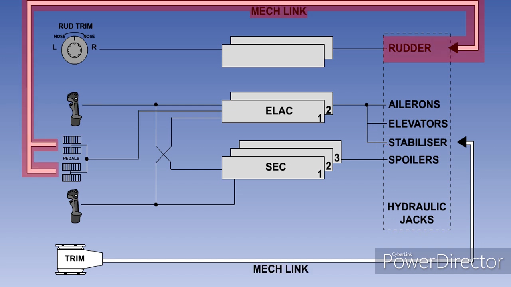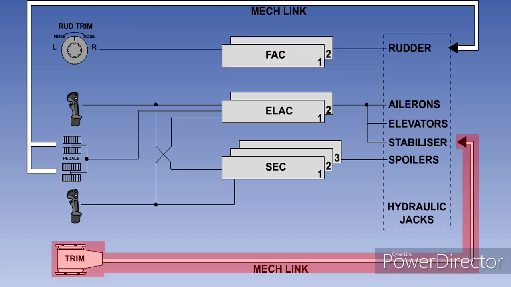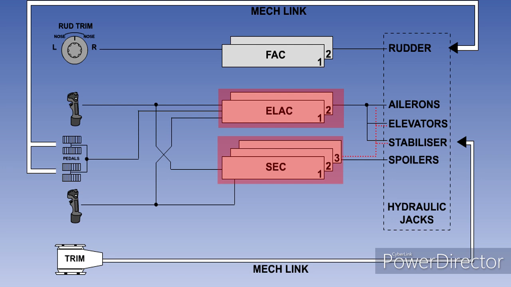Although the pilot controls the rudder through a conventional hydromechanical system, there are also 2 flight augmentation computers, FACs, which operate the rudder to automatically give roll assistance. The stabilizer trim is hydraulically operated. It can be mechanically controlled by the pilot's trim control wheel. This system has both electrical and hydraulic redundancy built into it.